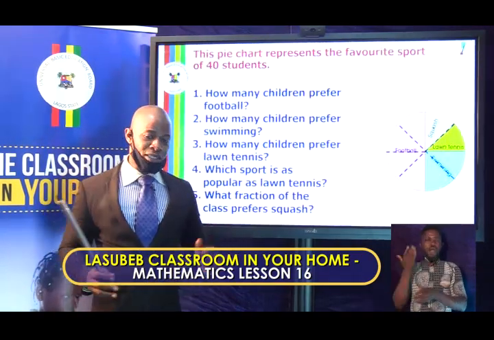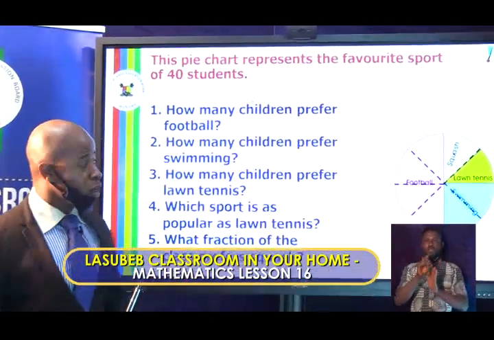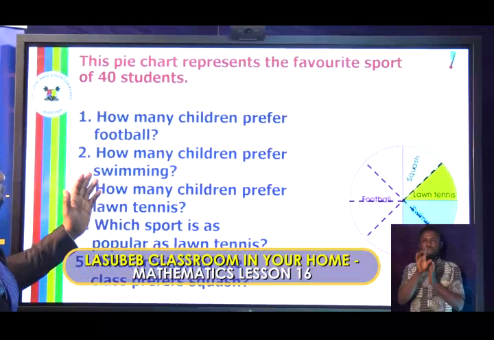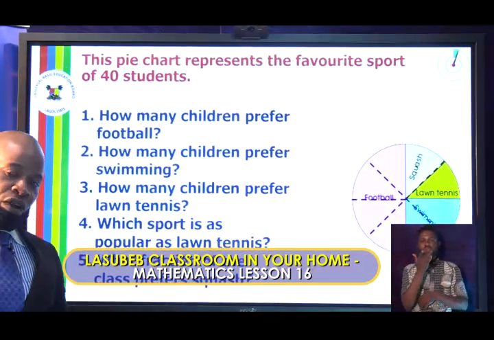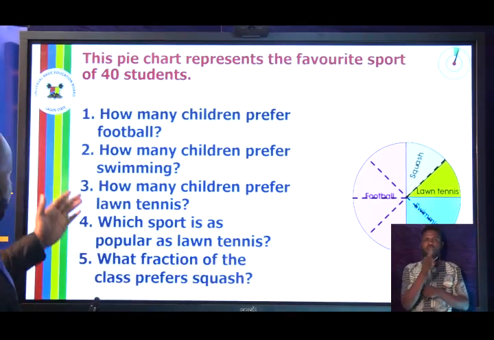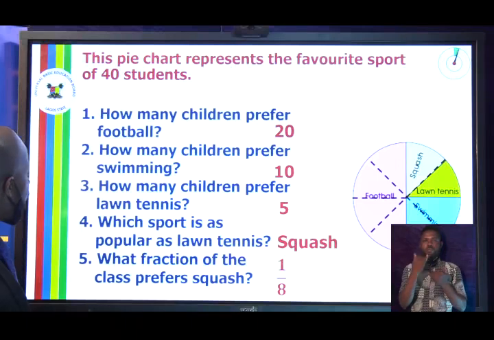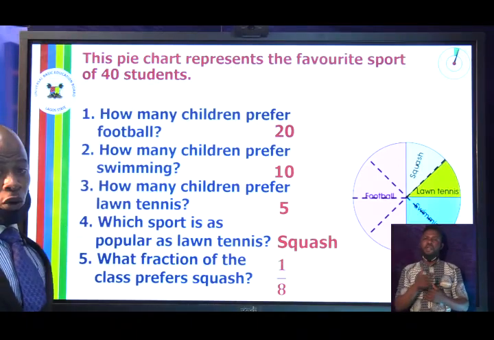Before we go into what they mean, let us begin by reviewing the correction to our previous assignment. In our last lesson, we learned about pie charts, and you were asked to study this pie chart, which represents the favorite sport of 40 students. Now, these are the questions you were asked to answer. The answer will come up right about now.